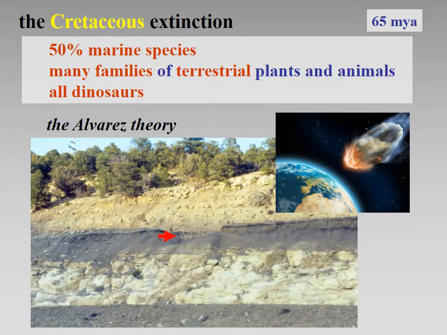But then 65 million years ago or so, an asteroid about the size of Manhattan slammed into the Earth somewhere near the Yucatan Peninsula in Mexico, wiping out about 50% of all marine species, many families of terrestrial plants, animals, and I guess I should fix this now. It says all dinosaurs. That's not really true, right? Birds are dinosaurs. All dinosaurs but bird dinosaurs were wiped out during this time.